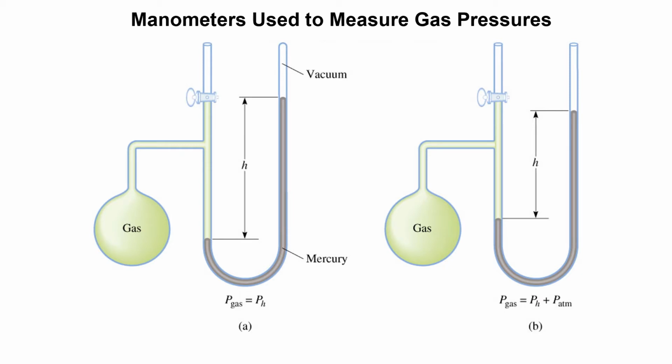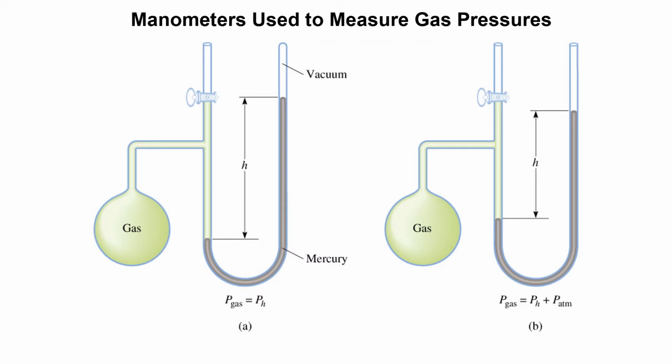container. And the pressure that this gas exerts on that mercury can be measured by taking the difference in the height of this side of the mercury and that height of the mercury. So this is a direct measurement of that gas pressure. So P of the gas, pressure of the gas, equals P of the height. So this is the height.